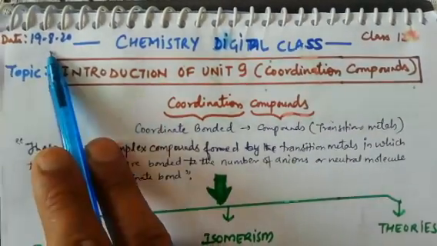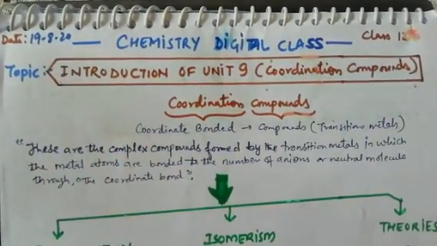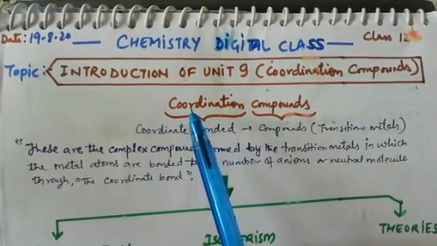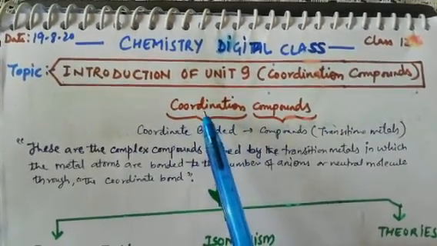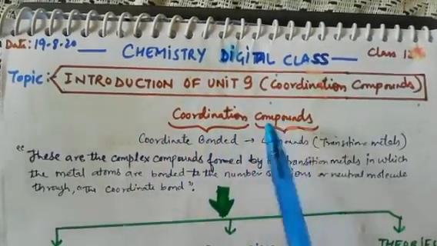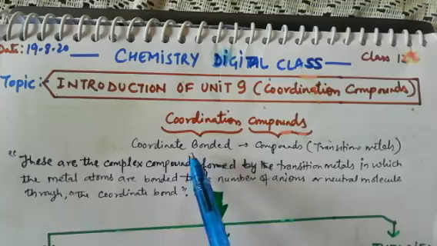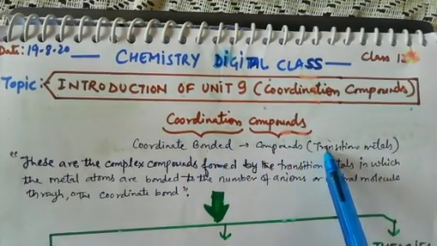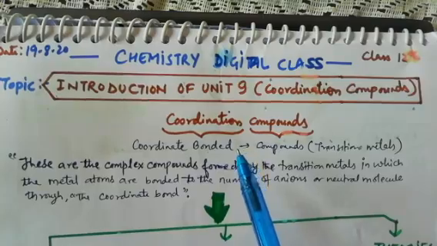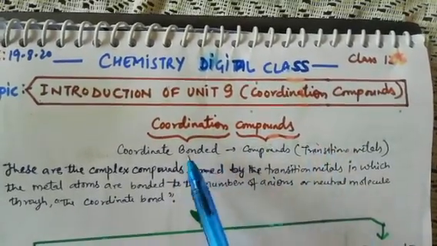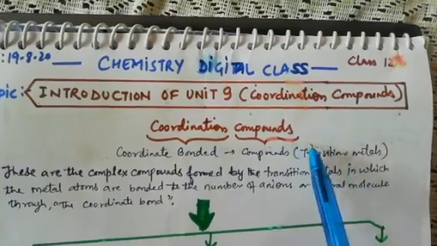Today, on 19th August 2020, we are going to discuss one of the very important topics of the chapter that we have already started. The chapter name is coordination compounds. The meaning of coordination compounds came from coordinate bond, as you know, and compound came from transition metal. It means that we are going to discuss the formation of coordinate bonds in transition metals.